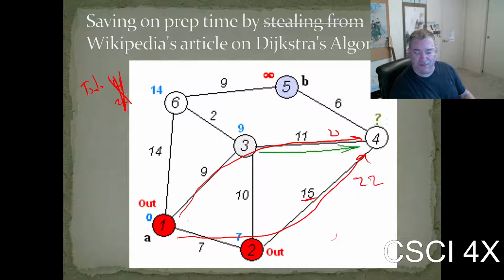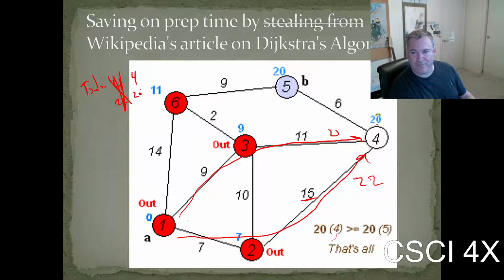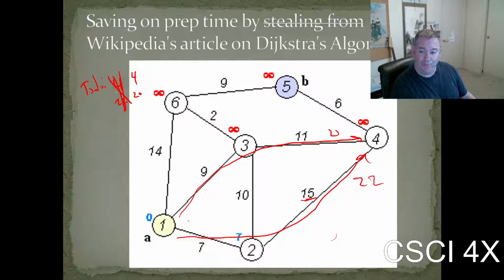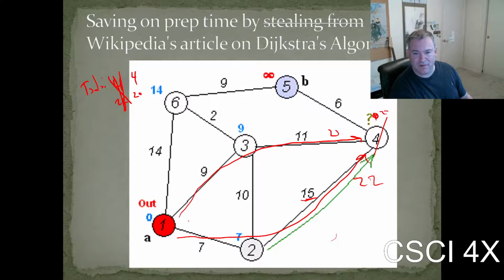There's no reason to keep it around ever. What if there's a traffic accident or something, but basically, the old one comes off and the new one comes in. And so by the time we get around to processing 4, we know that its distance is 20. And so the distance to 5 would be 26, because 4 is 20 away.